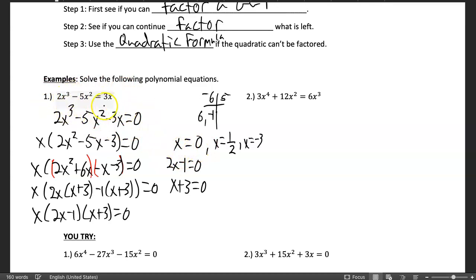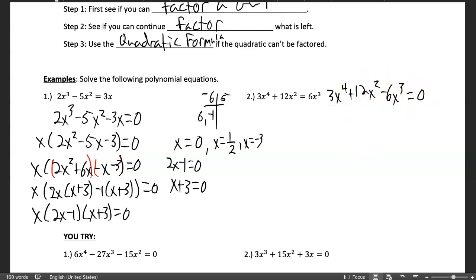If we substitute in 0, both sides come out to 0. If we substitute in 1/2, we could solve that. And if we subbed in negative 3, we could solve that. Let's do this next one. We're going to have to move the 6x cubed over to the other side. So this becomes 3x to the 4th plus 12x squared minus 6x cubed is equal to 0.